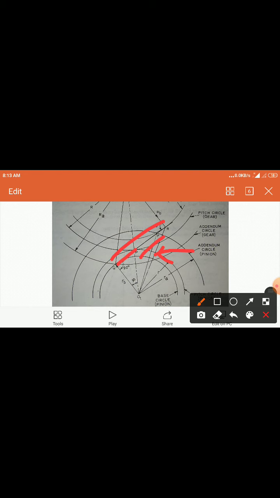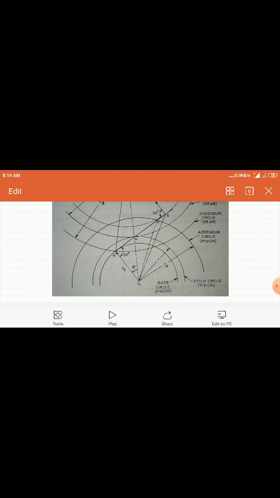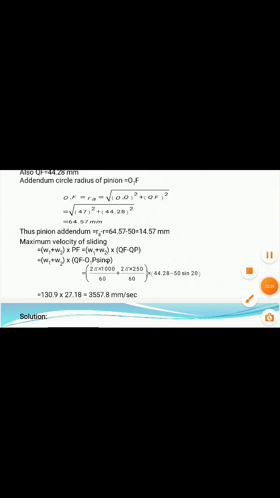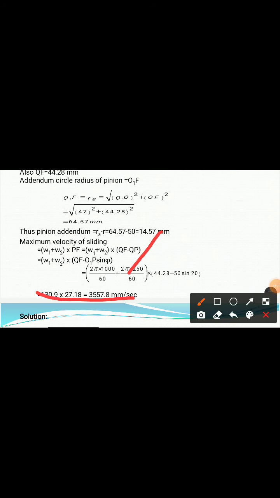So we know this QF value. This QP value we now find out from this triangle O1QP. Now this QP value is nothing but O1P sin phi. This QP is equal to O1P into sin phi. So O1P is nothing but the pitch circle radius that we already calculated. So this QP is known to you, QF is known to you, so PF is also known to you. Now put this value here, and you can find out the maximum sliding velocity.